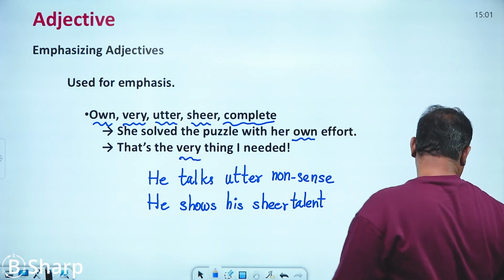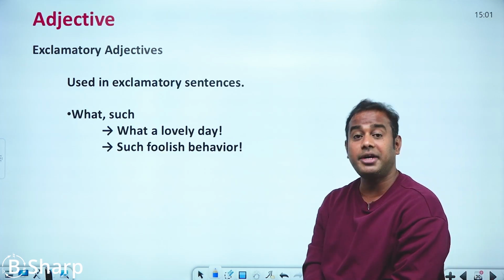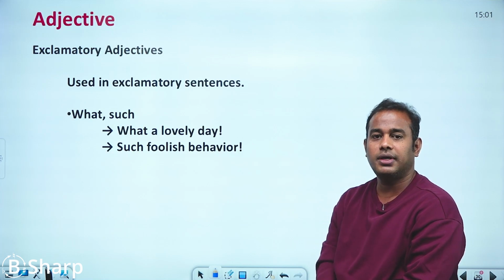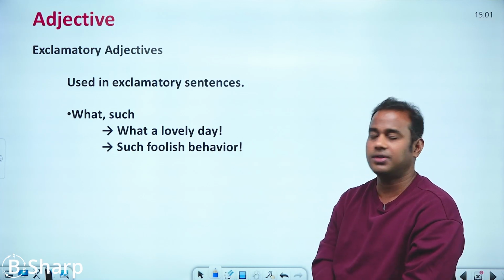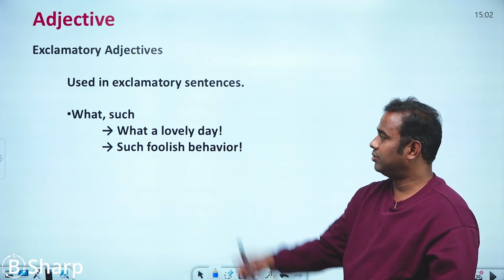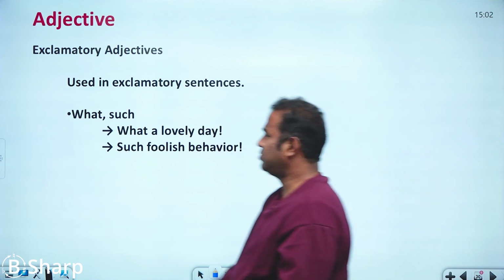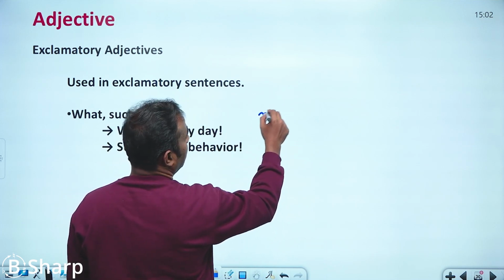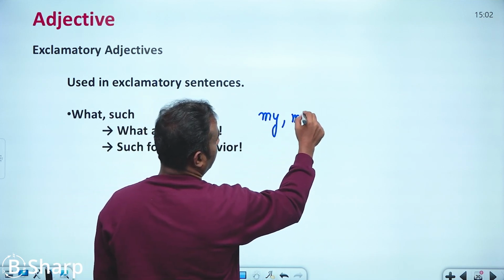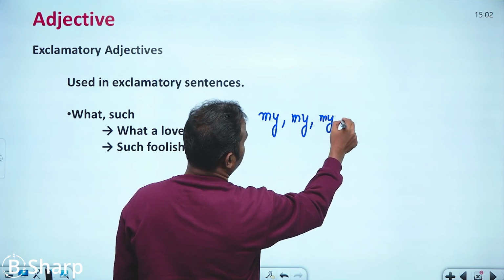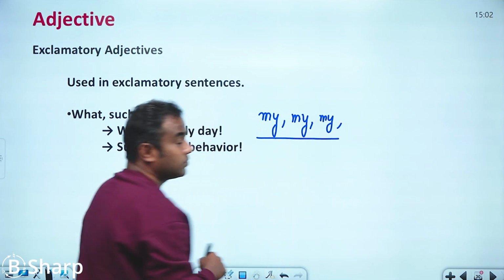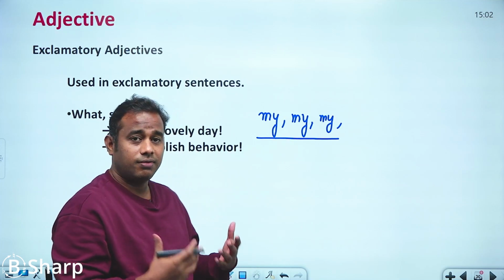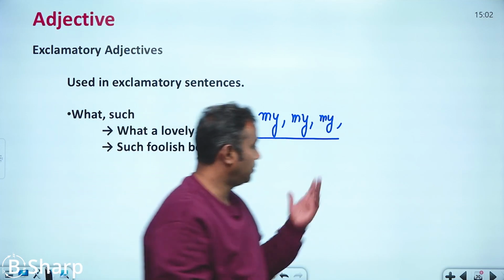Then exclamatory adjectives. Exclamatory adjectives are generally used to express your feelings. What an idea, what a lovely day, such as. There are many things. Most of the time, my. If you use it in a sentence, it is also an exclamatory sentence. You are expressing your feeling, meaning you are surprised.